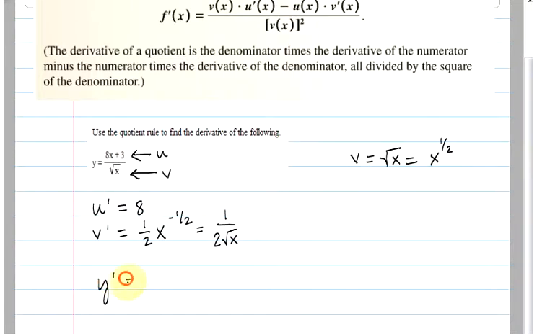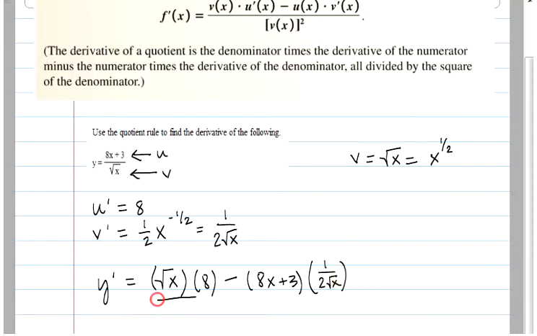So the derivative of y is equal to the expression for v, which is the square root of x, times the derivative of u, which is 8, minus the expression for u, which is 8x plus 3, times the derivative of v, which is 1 over 2 square root of x. And then this whole thing is divided by the expression of v squared. So in this case, v is equal to the square root of x, and we'll simply square that. So here is the derivative of y.